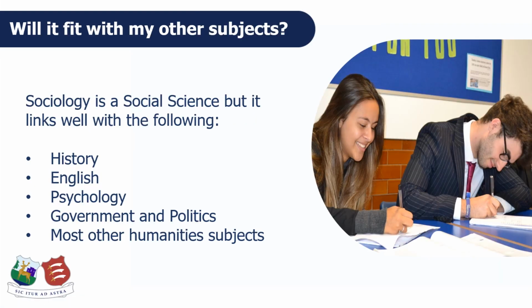Another question that I often get asked is, will it fit with other subjects that I'm studying? Over the 7 years that I've been at Herts and Essex, I've had a whole range of people study sociology. Some have studied all sciences and then just done sociology, and others tend to stick with subjects that are similar. So if you're thinking of doing that, then sociology as a social science fits well with other written-based analytical type subjects like history and psychology, government and politics, English, etc. But it fits well with most other humanities subjects.